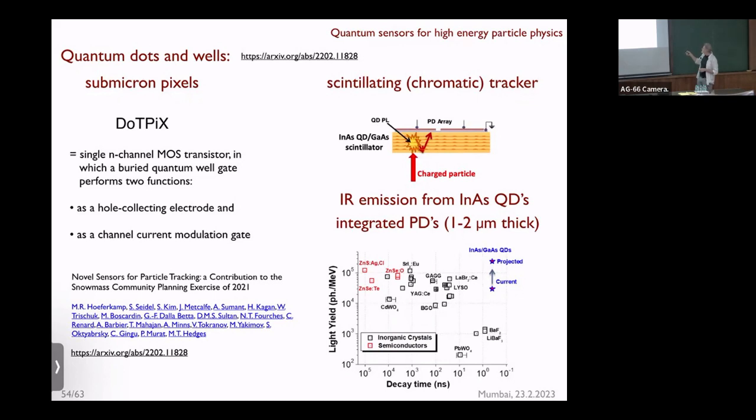These indium arsenide quantum dots are up here. So they are both very bright and very fast. And there's a good chance, people are working on increasing the light yield, of going up to this point here, which would be the brightest scintillator that exists, at the same time being the fastest scintillator that exists. So these quantum dots have enormous potential as being very rapid and very bright scintillators.